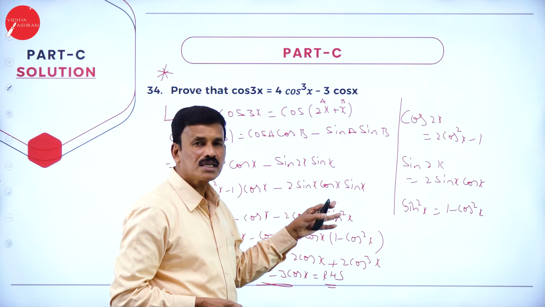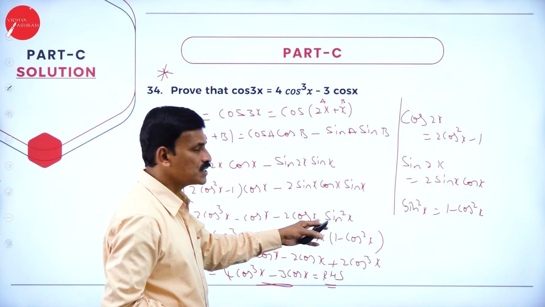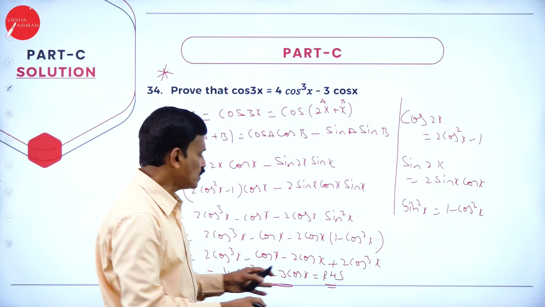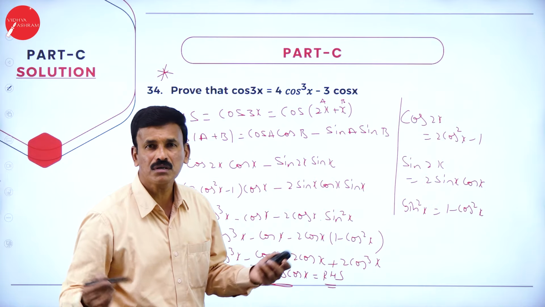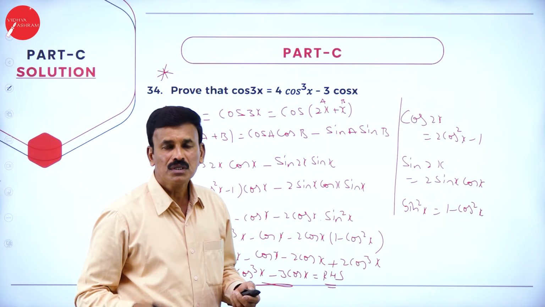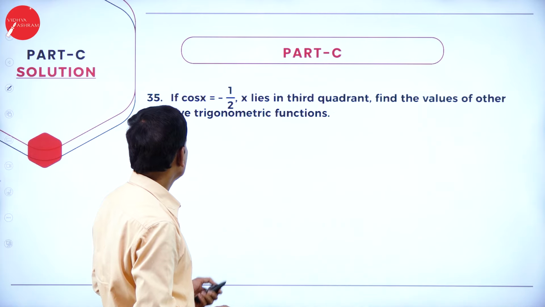Sin 2x is 2 sin x into cos x. Again, sin square can also be written as 1 minus cos square. Multiply, you will get the answer. That's it. Hope you followed. Now, move on to the next problem.